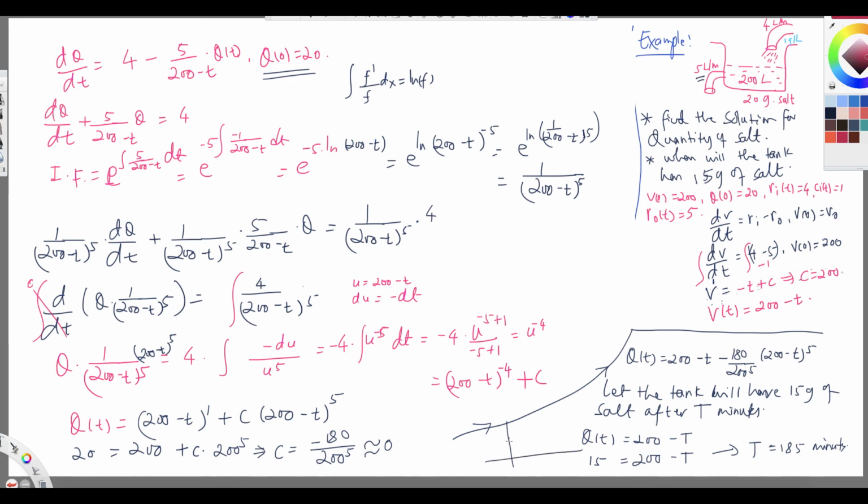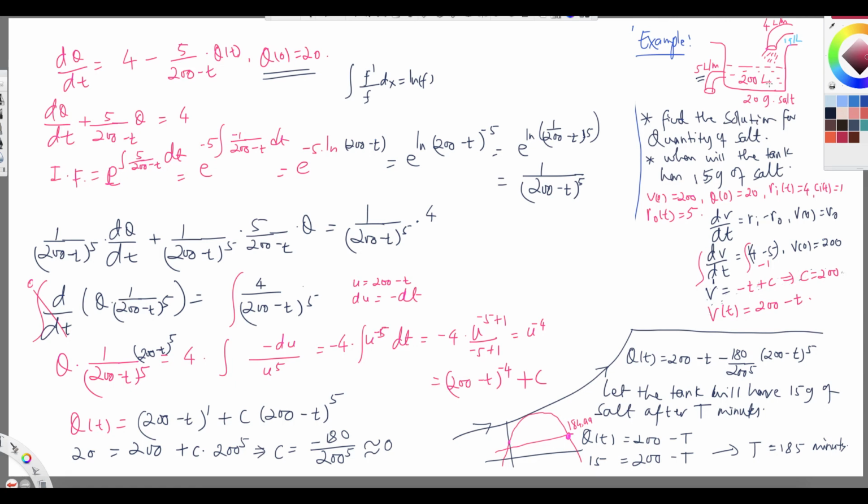If you draw that, you will get like 20 at the beginning, and it will go like that, and then y equals to 15 will be somewhere here. And this point of intersection is 184.99. This is what you get. Okay. So either way, you will get almost 185. So after 185 minutes, the quantity of the salt in this tank will be 15 gram only. So the quantity will increase for some time and then it starts to decrease.